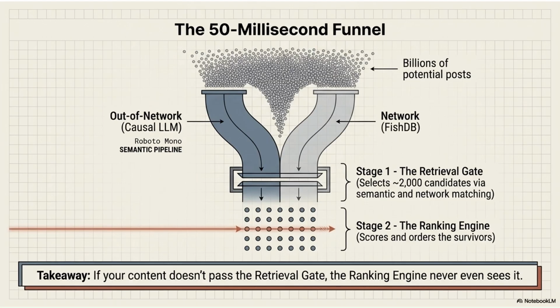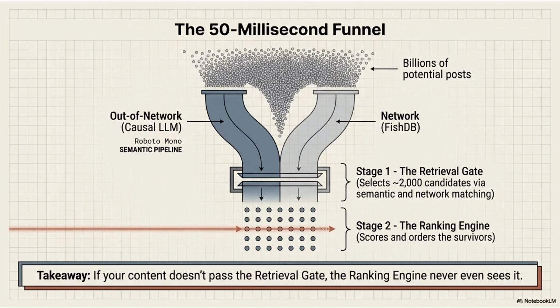The model does the exact same thing for every single piece of content published on the platform, placing the post at a specific coordinate in that same massive space. So it's all about proximity. Exactly. The retrieval process is just the AI measuring the mathematical distance between your member embedding and the content's embedding. If the coordinates are close, you make the 2,000-person shortlist.